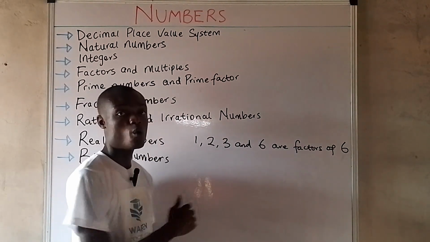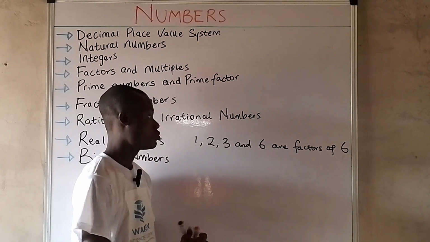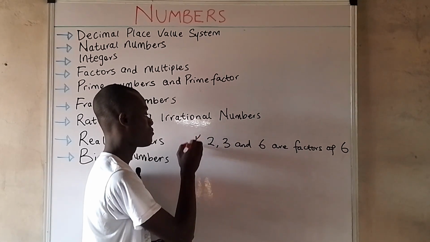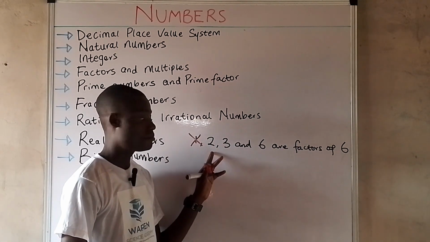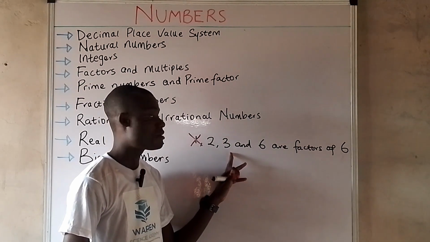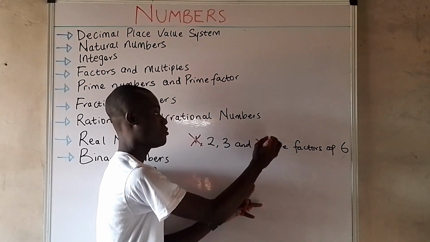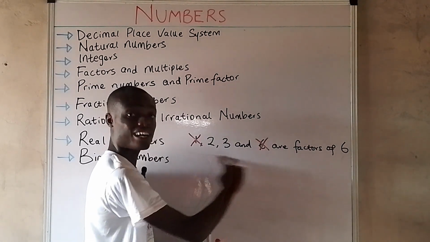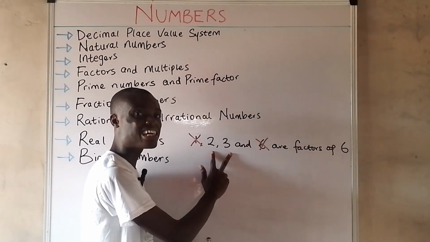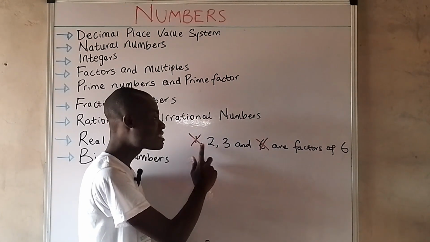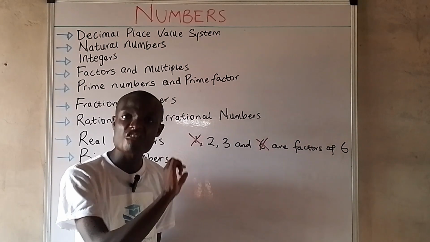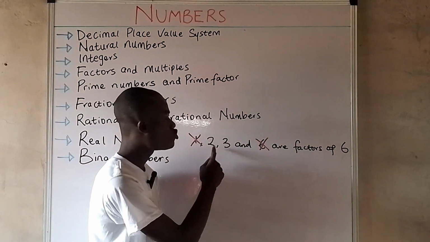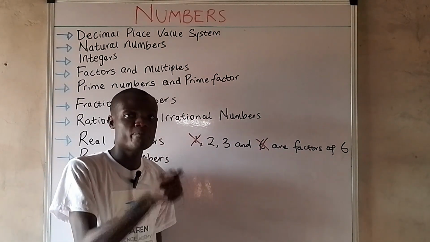So now, 1, remember 1 is not a prime number, so you can exclude this guy. Now 2 is a prime number, 3 is a prime number, but 6 is not a prime number. So hence, they are factors, but just these 2 guys are prime factors. 1, 2, 3, and 6 are all factors, but 2 and 3 are prime factors.